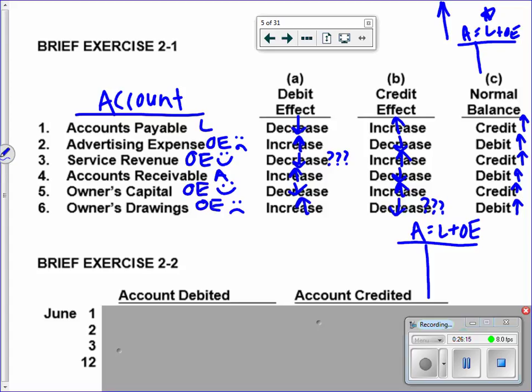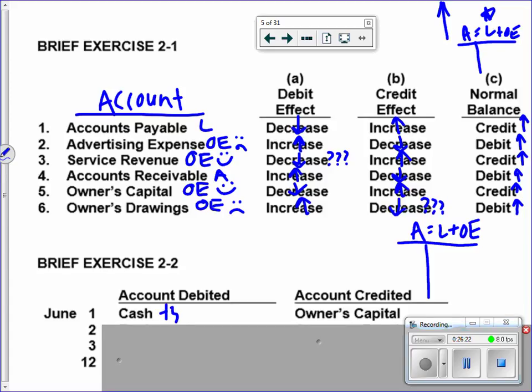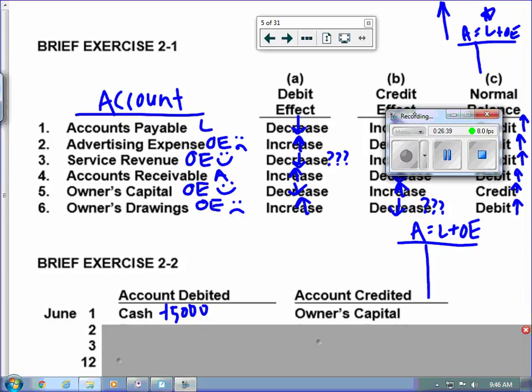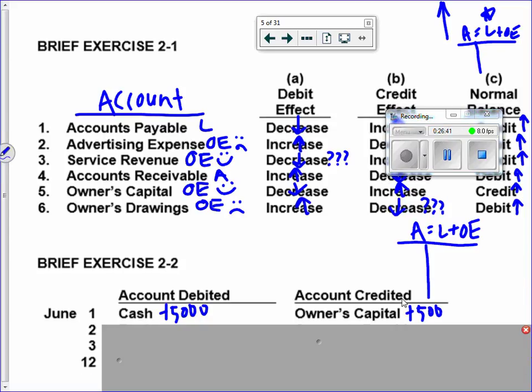What is being debited? Cash. I'd like you to put plus 5,000 there as well. Owner's capital is also going up. Plus 5,000. So I've got a plus 5,000 under assets. I've got a plus 5,000 under owner's equity. A debit went up, a credit went up. Does the debit equal the credit right now?